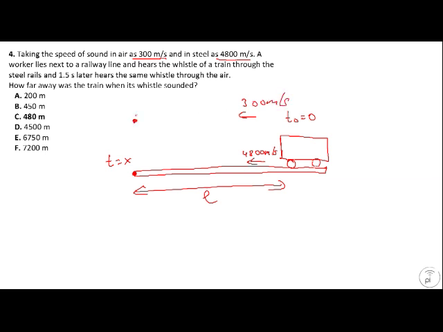So at this point it will be at t equals x plus 1.5, since it's 1.5 seconds later. So L will be equal to 300 meters per second times (x plus 1.5), and L also equals 480 meters per second times just x.